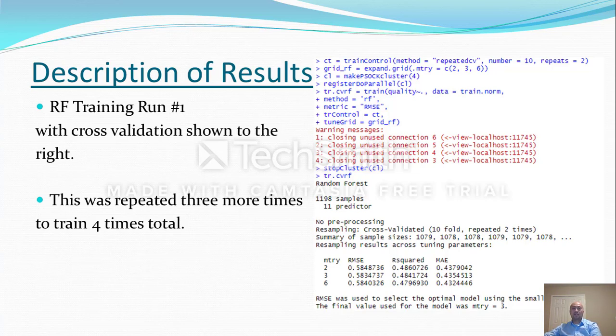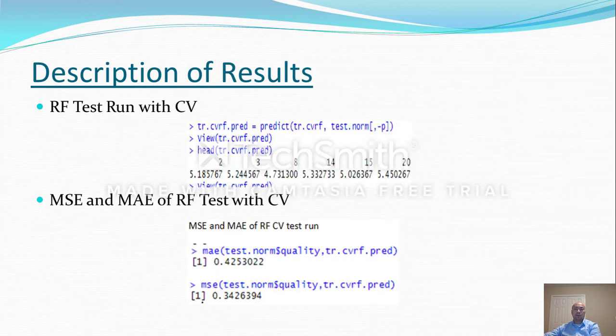Now we showcase the random forest training run number 1 with cross-validation. This was repeated 3 more times to train 4 times total. Here's the output for the random forest test run with cross-validation and its respective MSE and MAE.